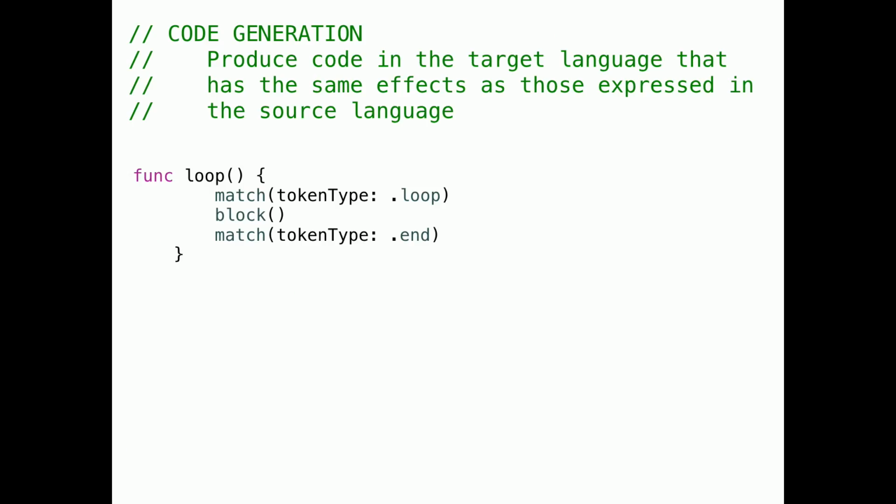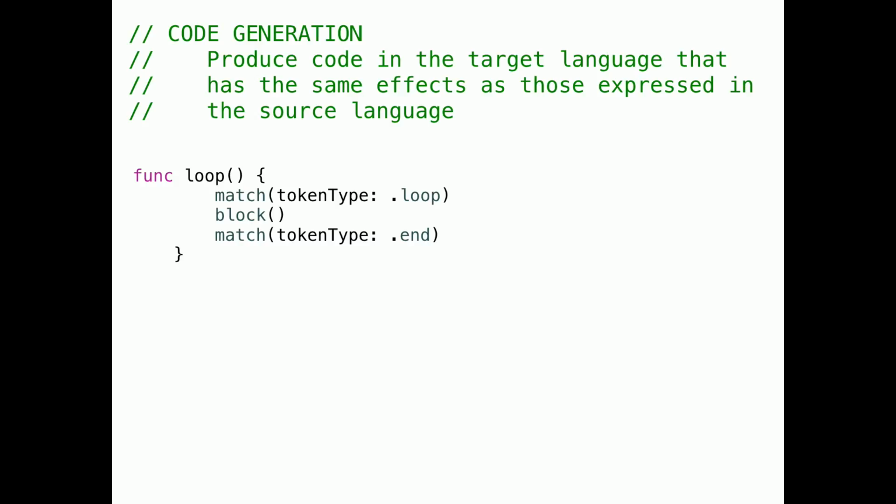Now we understand why. So we've implemented a parser that can handle this subset of our Bitsy language, but we haven't actually done anything other than ensure that the developer has given us a valid program. So if it's valid, we'll succeed, and if it's not, we'll give them an error, but we're not creating anything that can run on the machine. So that's the next step in our compilation process, and it's called code generation. And this is where we want to produce code in the target language that has the same effects as those expressed in the source language.